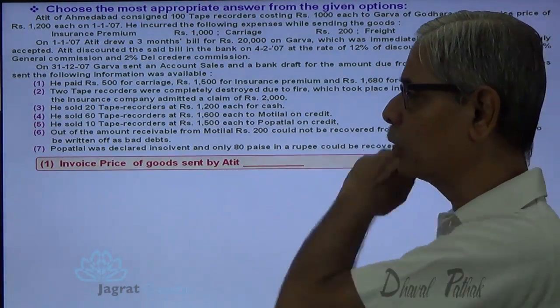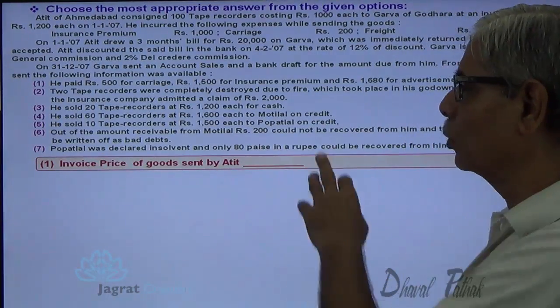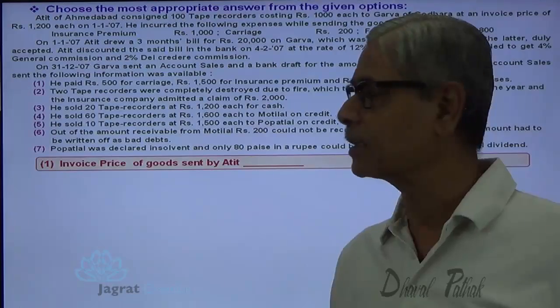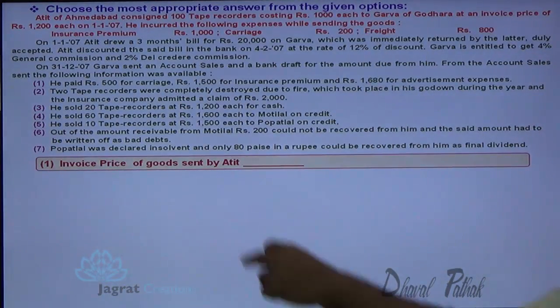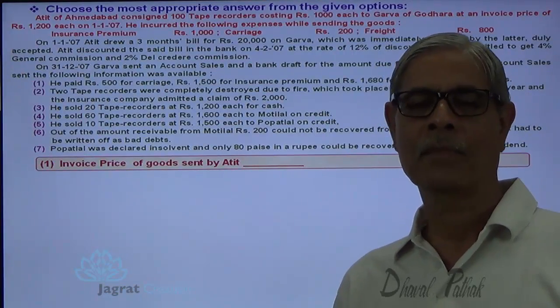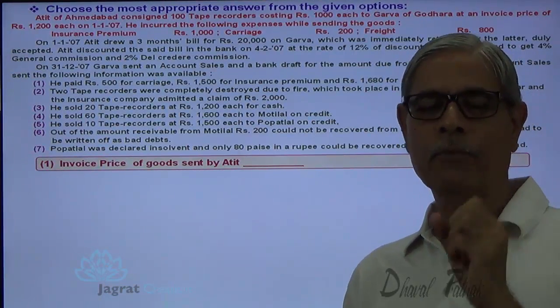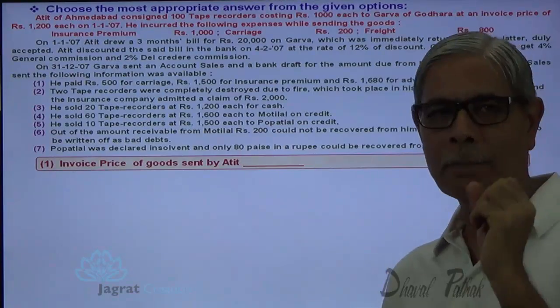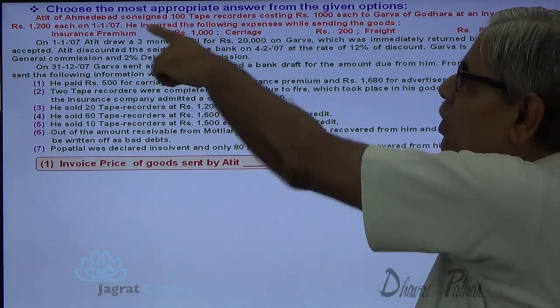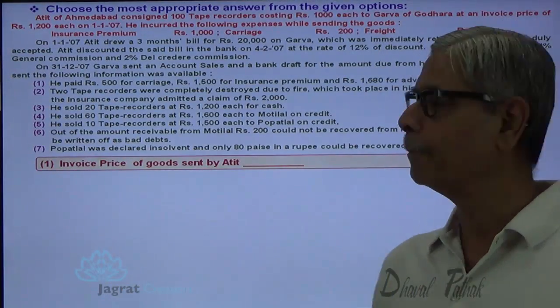Now, first multiple choice question. Invoice price of the goods sent by Atit. What is the invoice price? Now, this is the entire details of the sum. Now, here this red color identifies the details of question on the basis of which you are required to answer this multiple choice question. So I have converted its color to be red.